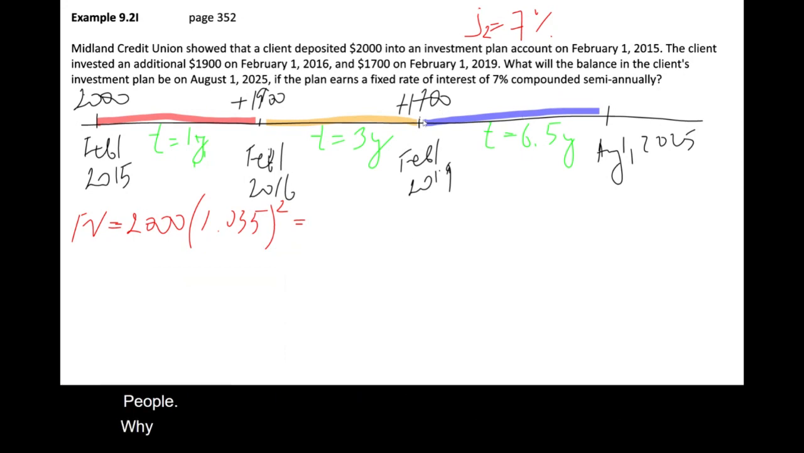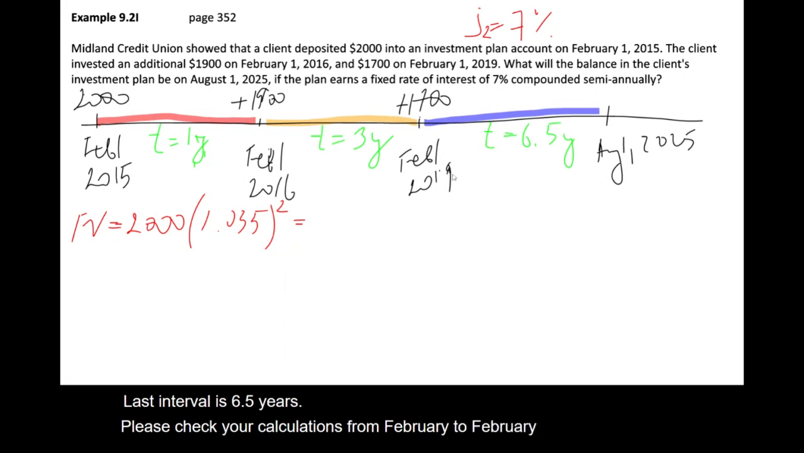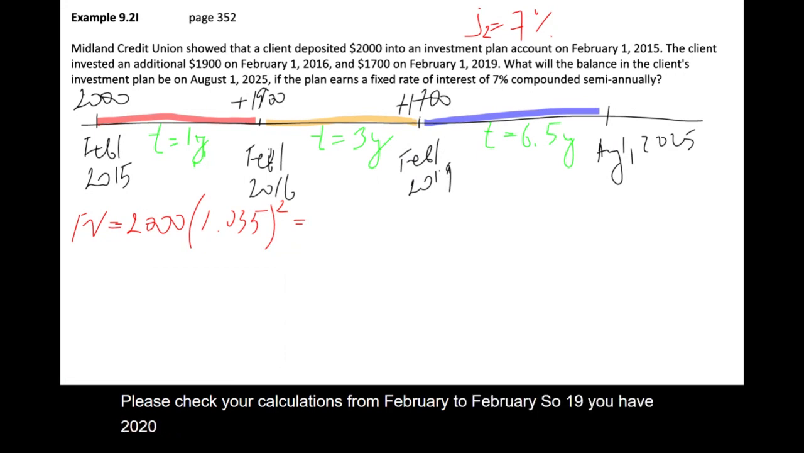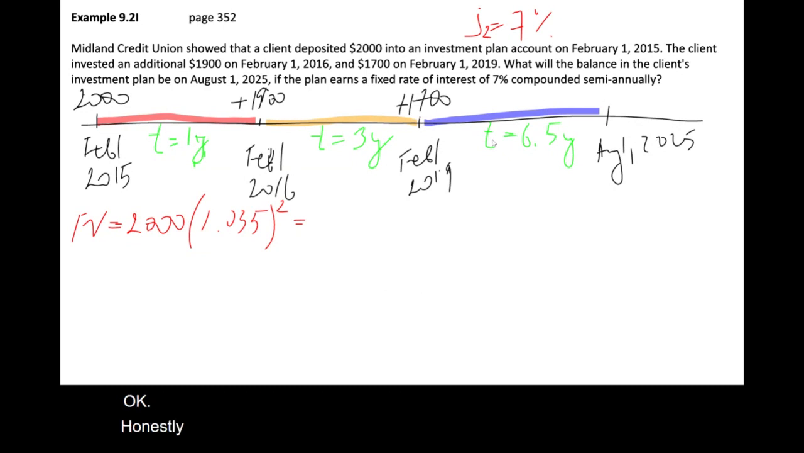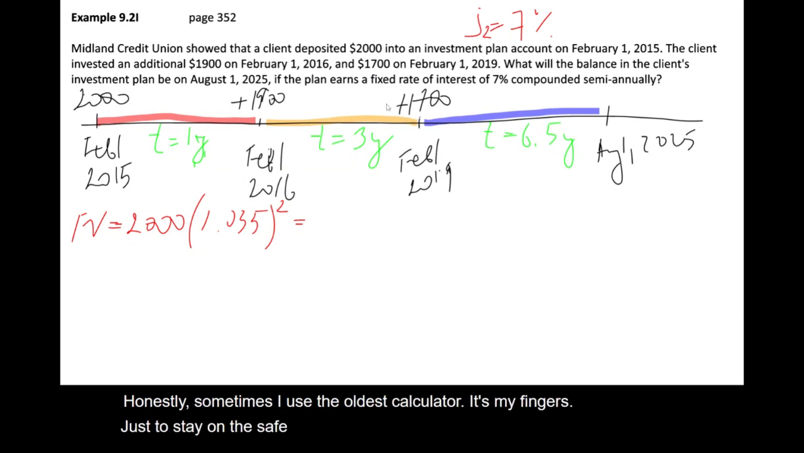Why 7 years? The last interval is 6.5 years. Please check your calculations. From February to February, so 19, you have 20, 21, 22, 23, 24, 25. You have 6 full years. Okay, honestly, sometimes I use the oldest calculator, my fingers, just to stay on the safe side.